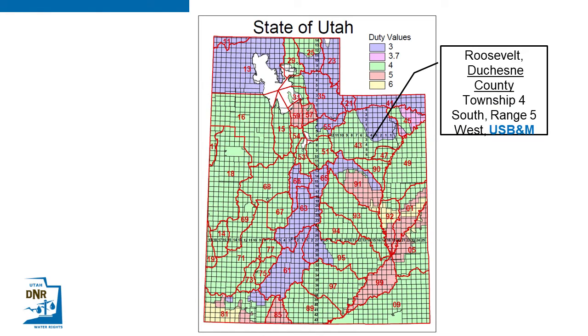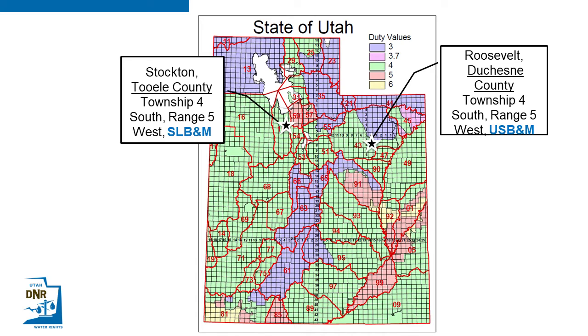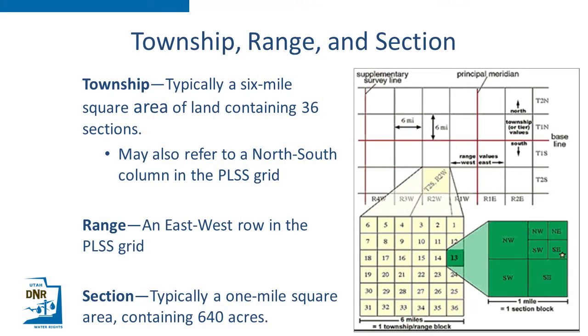For instance, if you want to file for a well permit in Roosevelt, which is in Duchesne County, that is part of the Uinta Special Basin Meridian. But if on your application and or on your map you list the Salt Lake Basin Meridian, instead of having your well location plot out in Roosevelt, it will actually plot out in the Stockton area in Tooele County.